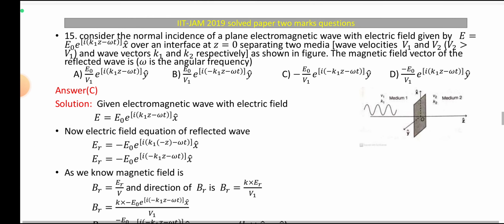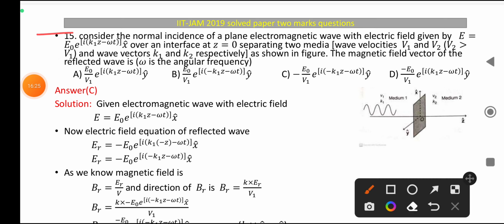And now next, 15th question. Consider the normal incidence of a plane electromagnetic wave with electric field given by E equals E naught e power i (k1 z minus omega t) x cap, over an interface at z equals 0, separating two media with wave velocities v1 and v2, where the condition is v2 greater than v1, and wave vectors k1 and k2 respectively.